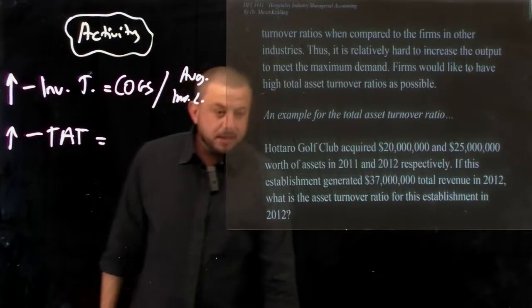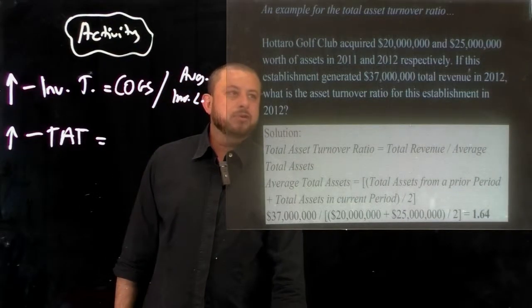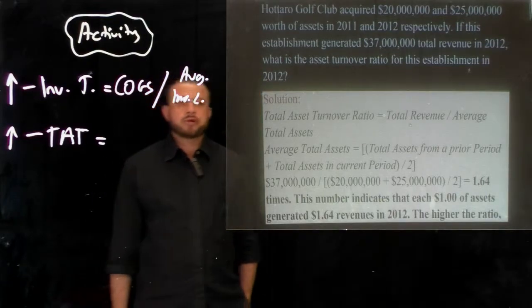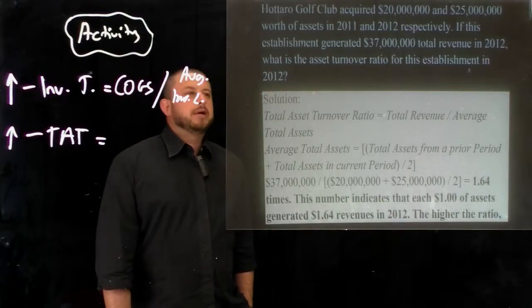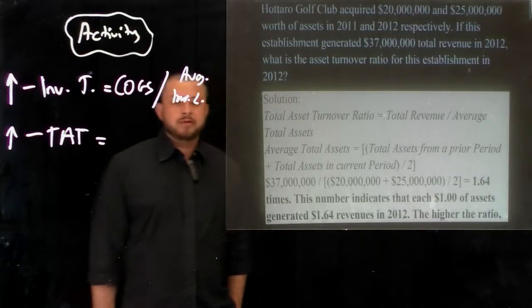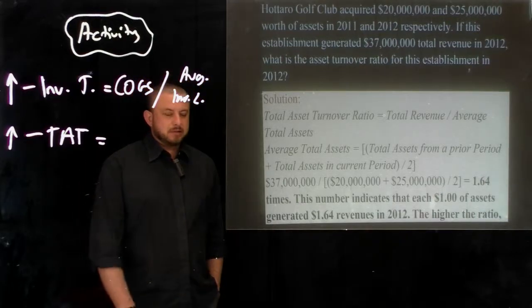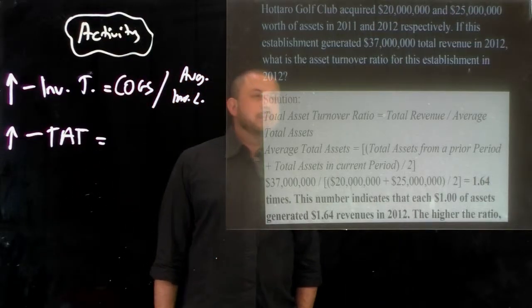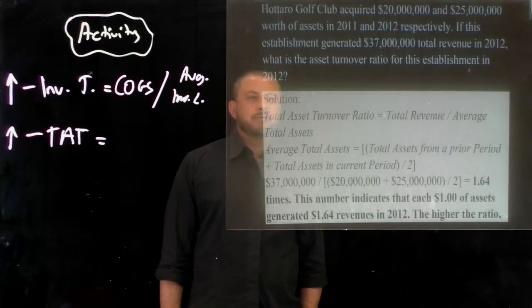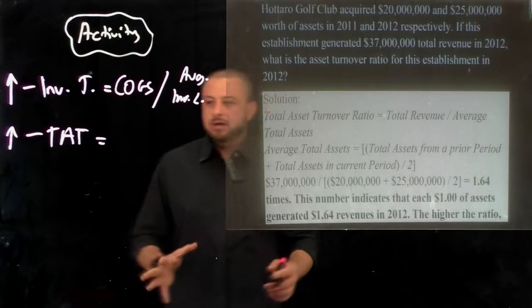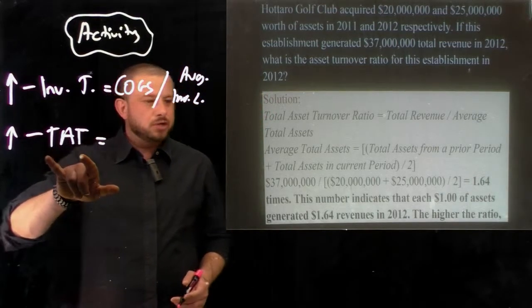All right, take a look at this Hotara Golf Resort example, and let's go over the total asset turnover ratio. Hotara Golf Club acquired $20 million and $25 million worth of assets in 2011 and 2012, respectively. If this establishment generated $37 million total revenue in 2012, what is the asset turnover ratio for this establishment in 2012? We are looking for the TAT, total asset turnover ratio.